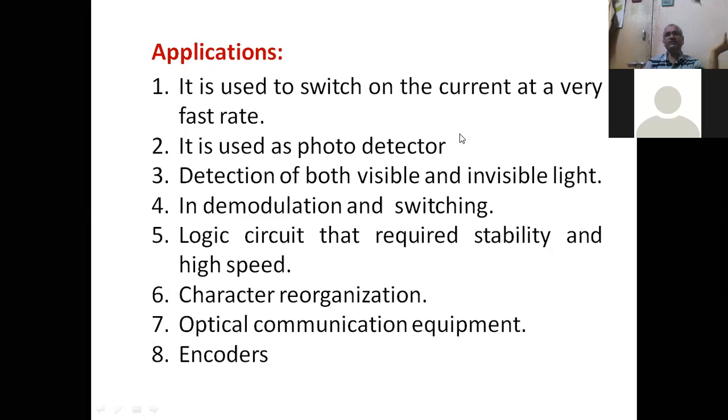So where are photo detectors used? Photo detectors are used in fire control applications.